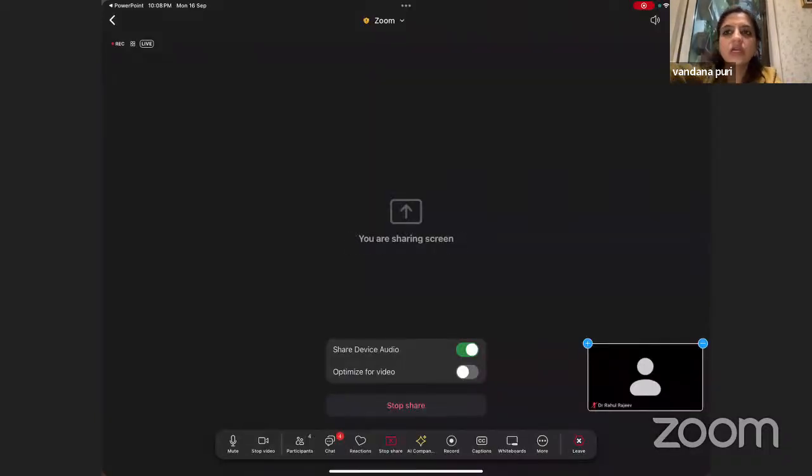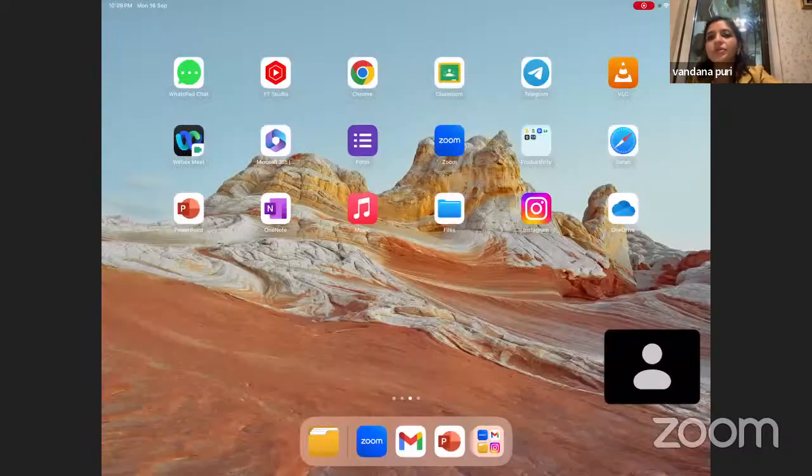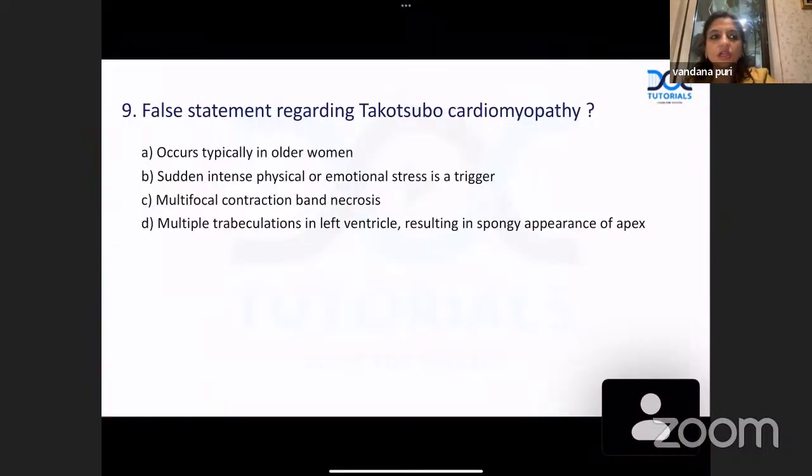So we just talked about this cardiomyopathy when we were talking about physiological stress. Let's come to the physiological stress cardiomyopathy, that is Takotsubo cardiomyopathy. It's basically a heartbreak cardiomyopathy. Recently, just to tell you a recent case, there was a recent case.